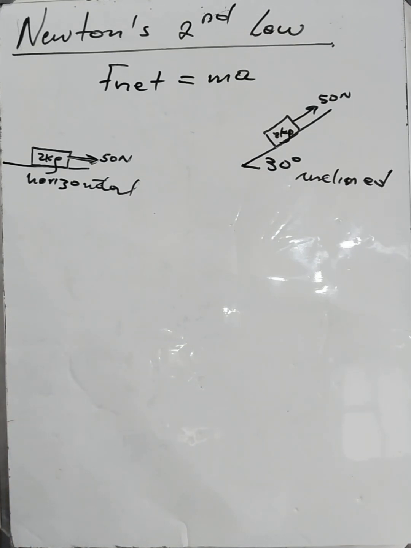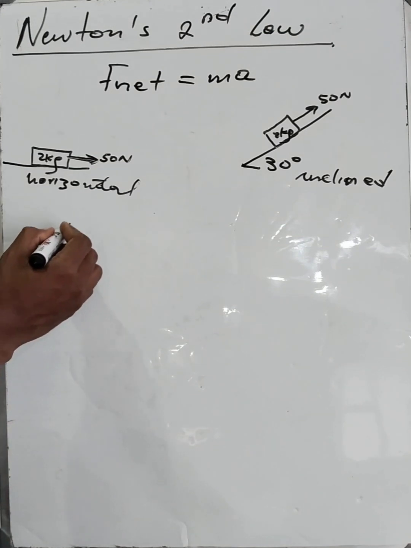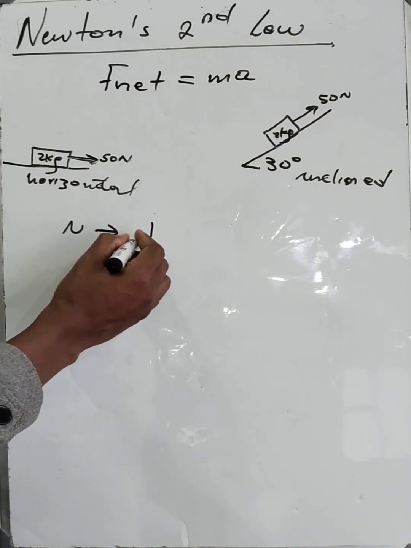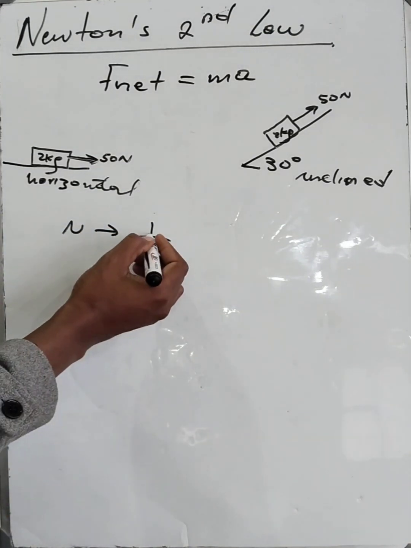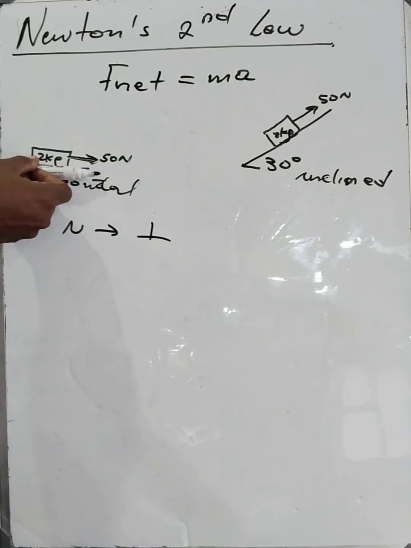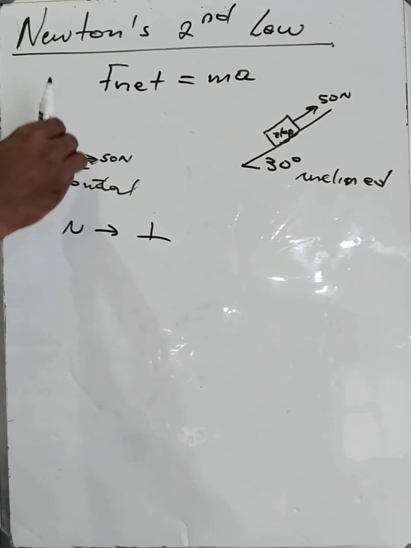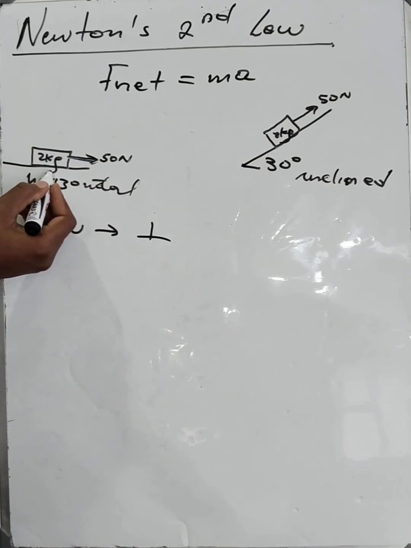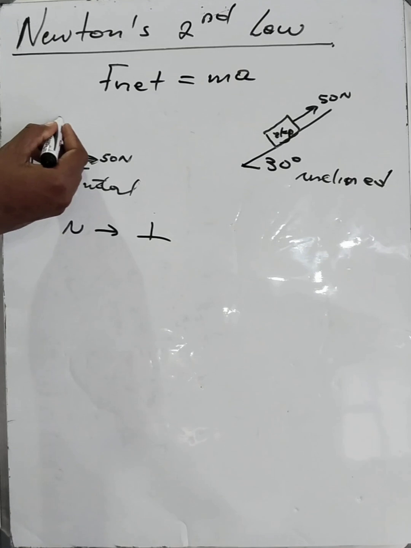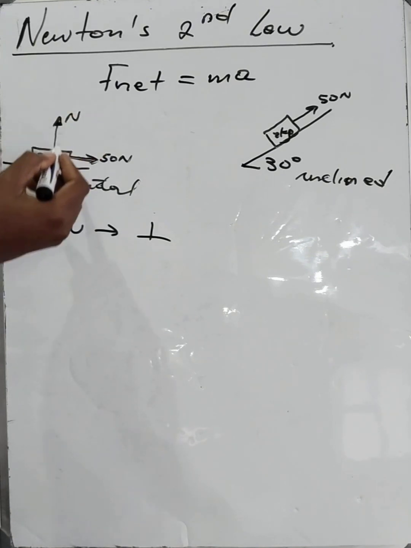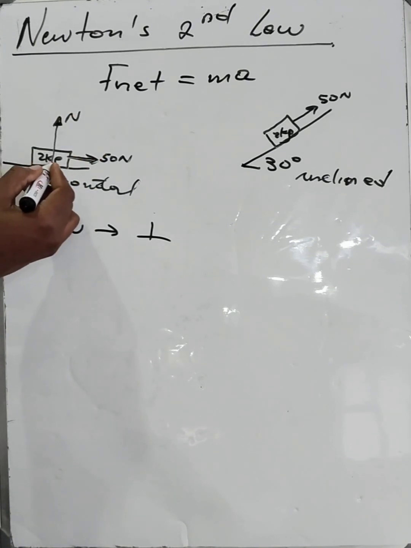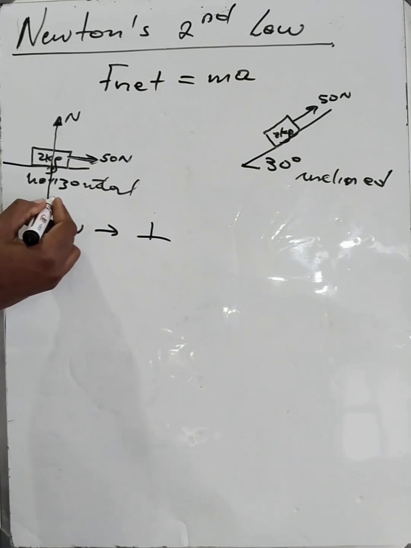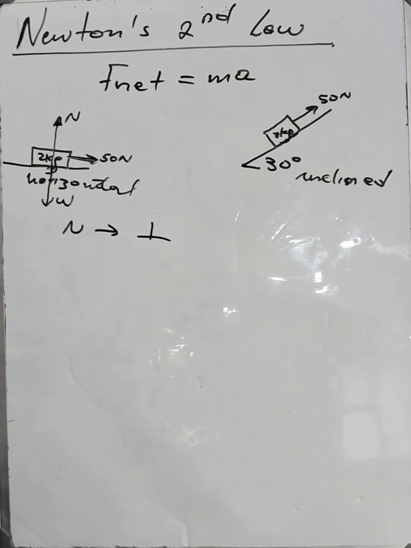The normal force is a force that is always perpendicular. If we talk about the normal force, we must say perpendicular to what? To the surface. This is the line for the surface. The normal force must be perpendicular to the surface because the surface pushes this object up. So the normal force is in that direction, perpendicular to the surface. We also have the weight, which is always vertical.